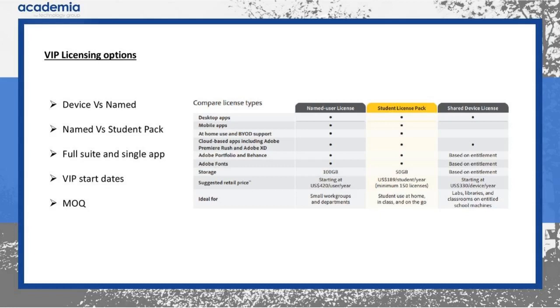So we'll quickly look at device licenses versus named licenses. I've touched on this a little bit already. Device licenses are probably what you have already, or shared device licenses. As you can see from this table, you get all the same desktop applications, and all the core components are absolutely included. But the main thing you don't get is the at-home use and BYOD support, which is available for named and student license packs. So again, this just reiterates that whilst the device license is great for on-premise use, if we're delivering remote access or hybrid teaching, then we need to consider a model for licensing people instead.